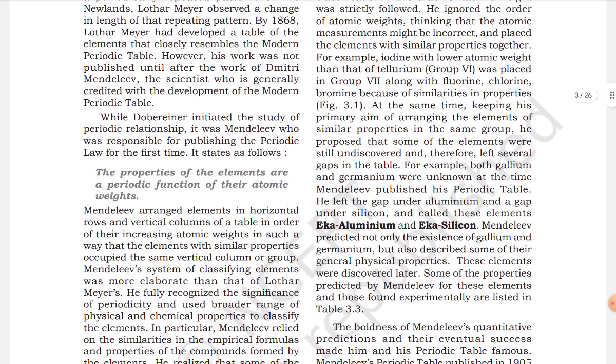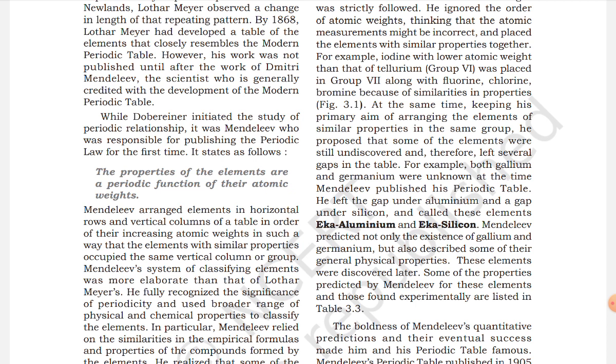While Döbereiner initiated the study of periodic relationship, it was Mendeleev who was responsible for publishing the periodic law for the first time. It states as follows: the properties of the elements are a periodic function of their atomic weight.